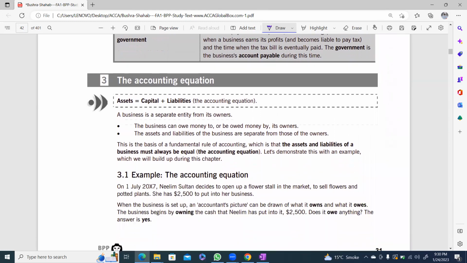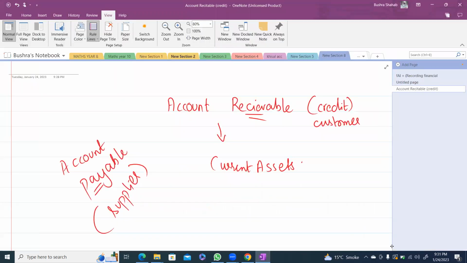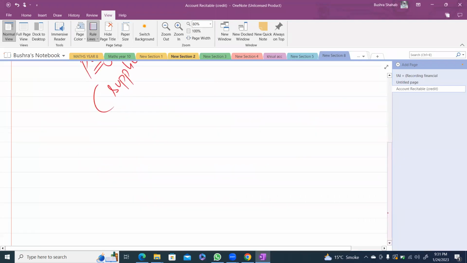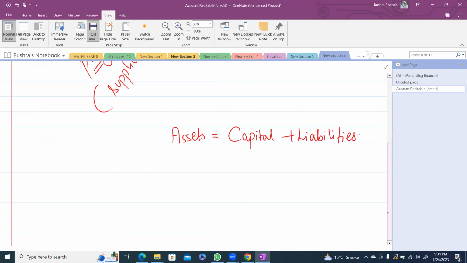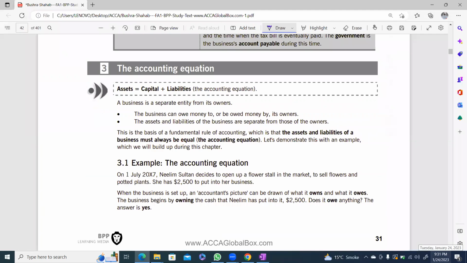Now, accounting equation. Remember this thing, this is an accounting equation on which whole accounting is based. Assets equal capital plus liabilities. You need to remember this equation. Assets are always equal to capital plus liabilities. What does that mean? We are going to see. You know what are assets? Let's discuss capital as well.